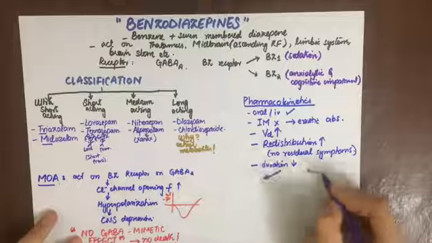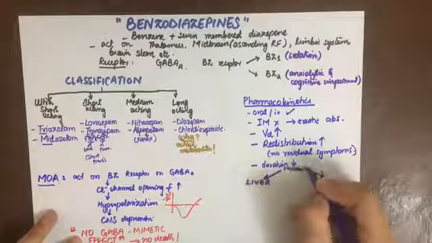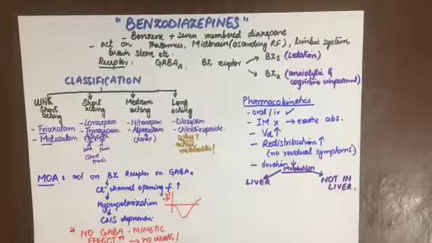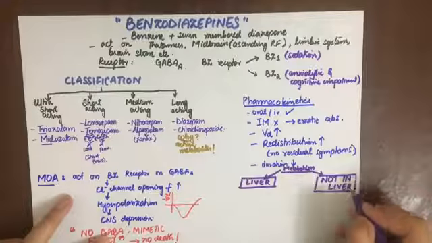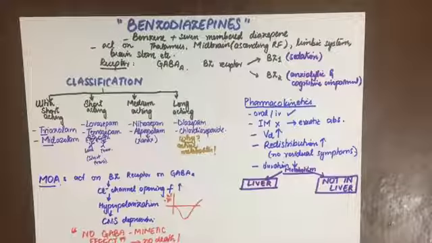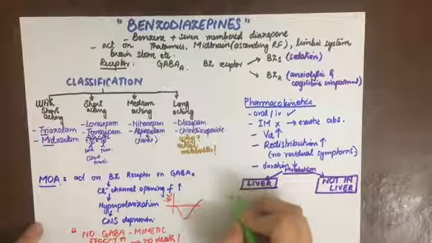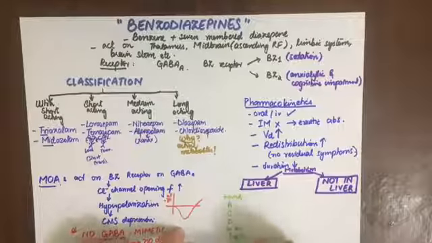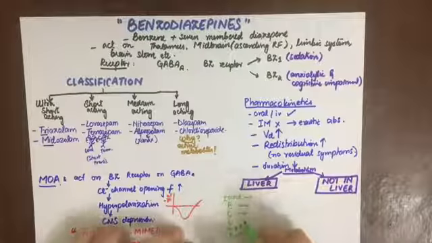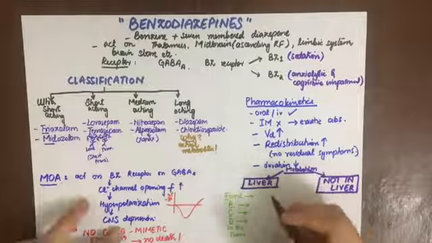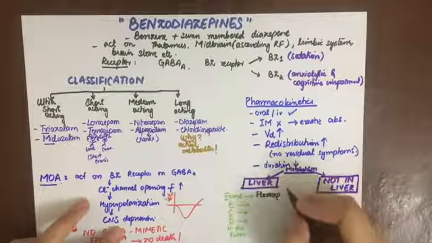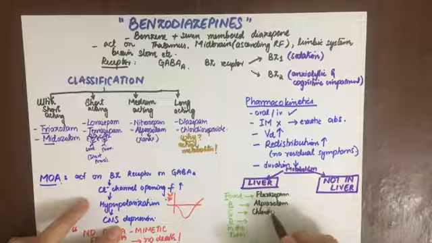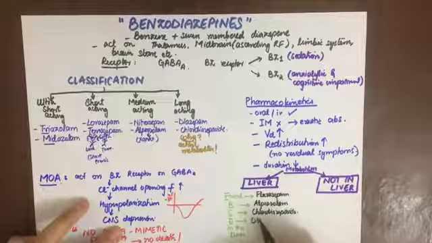Now, metabolism: some of them are metabolized in the liver and some are not. To remember which ones are metabolized in the liver, we have a mnemonic for those. Found a CD in the liver. Now you can picture a CD in a liver. I know it's absurd, but you'll remember it. Found a CD in the liver. F for flurazepam, A for alprazolam, C for chlordiazepoxide, D for diazepam.